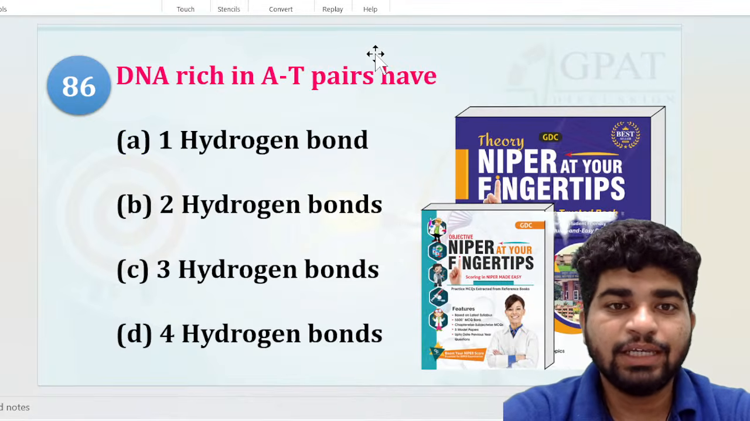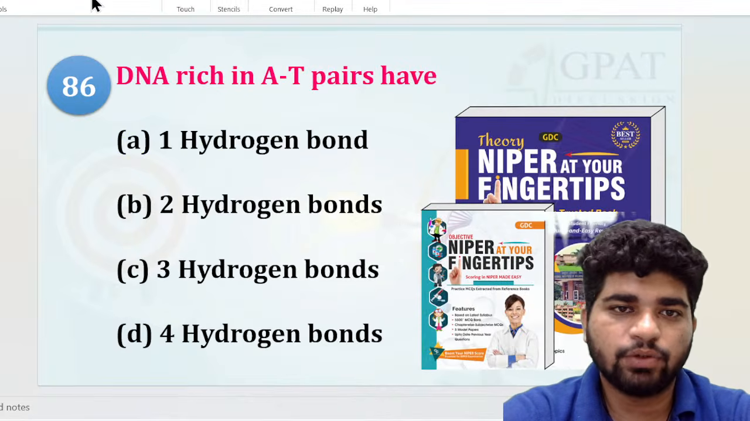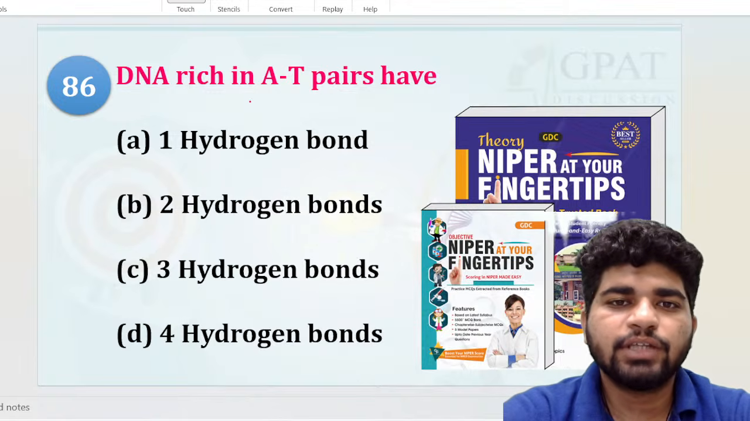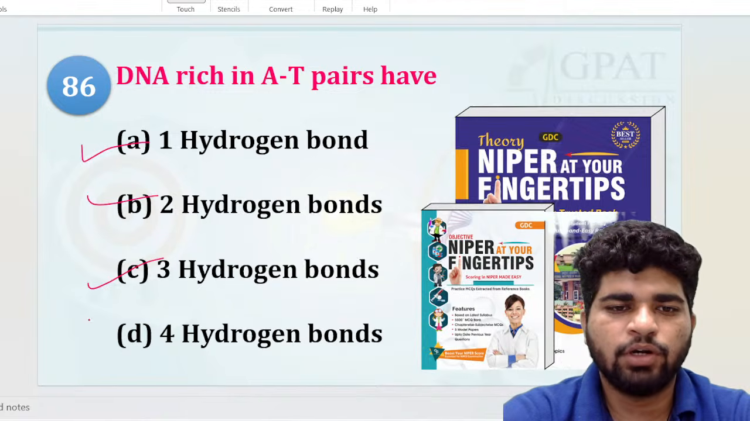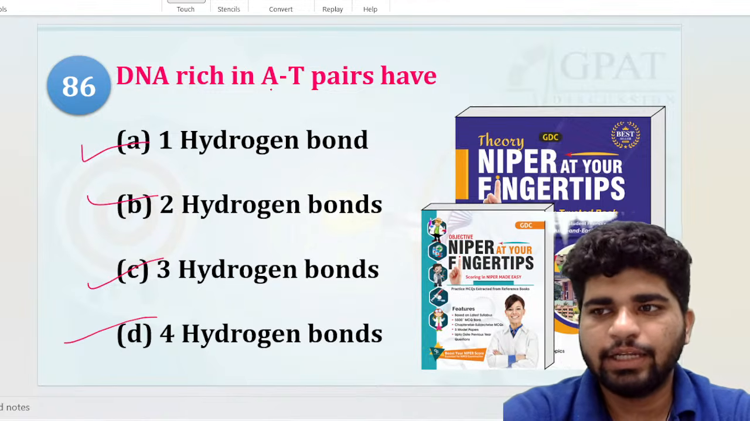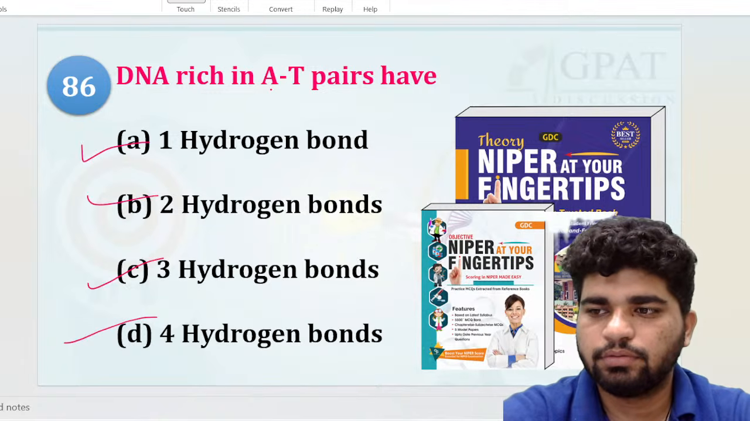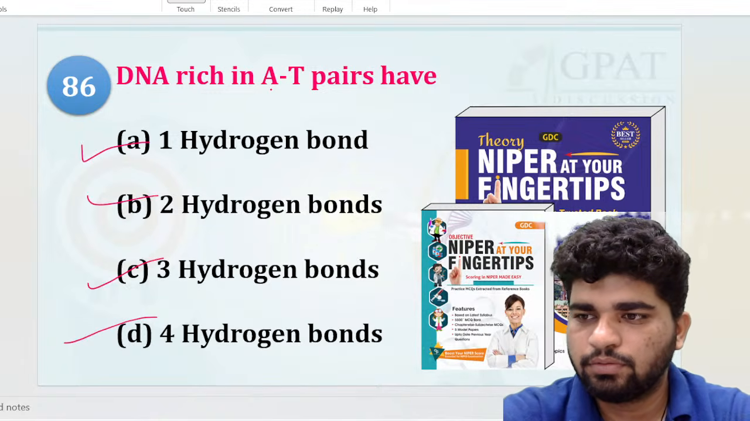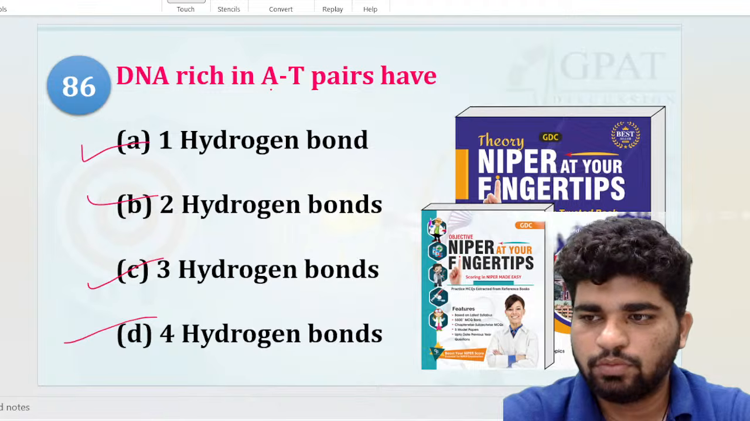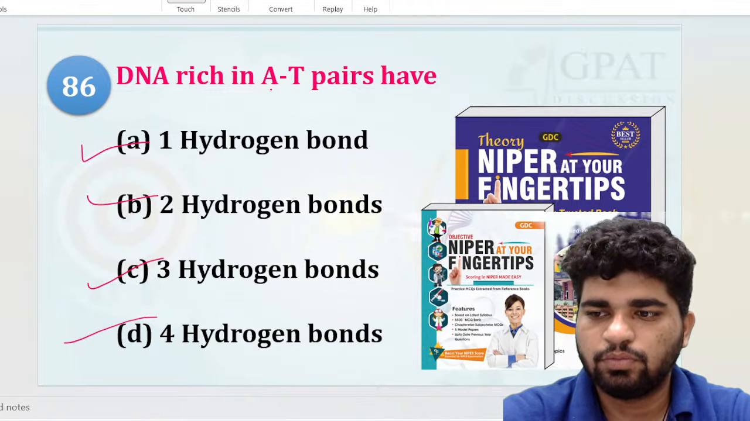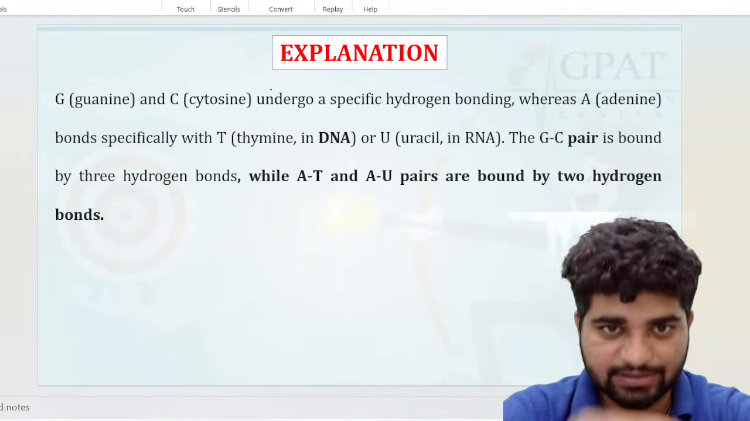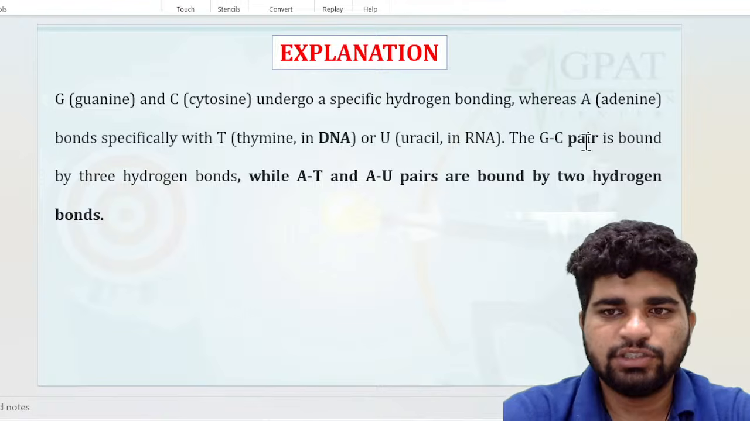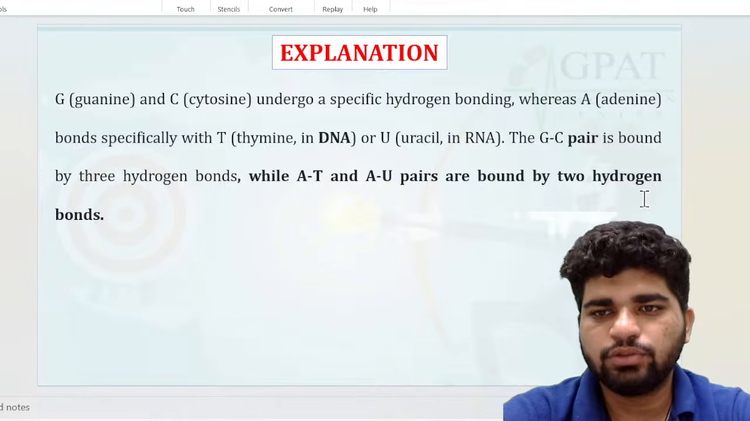All right. Now, DNA rich in AT pairs have: one hydrogen bond, two hydrogen bonds, three hydrogen bonds, or four hydrogen bonds. Adenine and thymine. Yeah, that's your two hydrogen bonds. GC is bound with three, and AT and AU are paired with two hydrogen bonds.